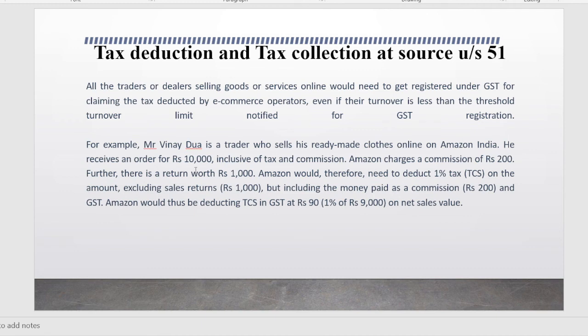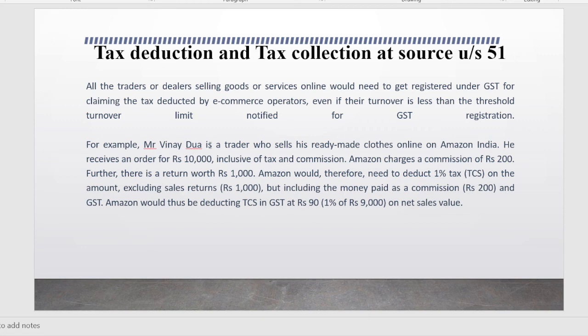Now, all the traders or dealers who sell goods or services online would need to get registered. So, compulsory without checking of their threshold limit, चाहे उनका टर्नओवर लेस देन 40 lakhs भी रहेगा तो भी उनको क्या करना है, रजिस्ट्रेशन कंपल्सरी.